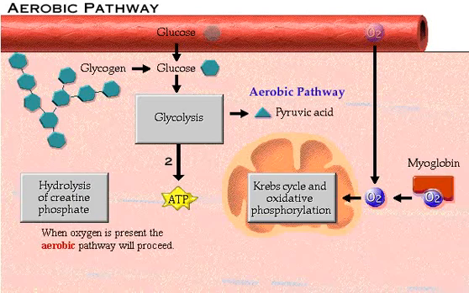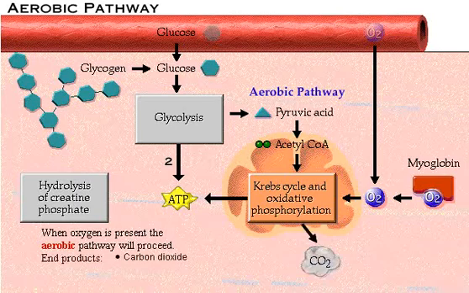When oxygen is present, the aerobic pathway will proceed, that is, the Krebs cycle and oxidative phosphorylation. Pyruvic acid is converted into acetyl-CoA, which enters the Krebs cycle in a mitochondrion. Energy is transferred to ATP in the process of oxidative phosphorylation. The end products of the aerobic pathway are carbon dioxide, water, and 36 molecules of ATP per molecule of glucose.